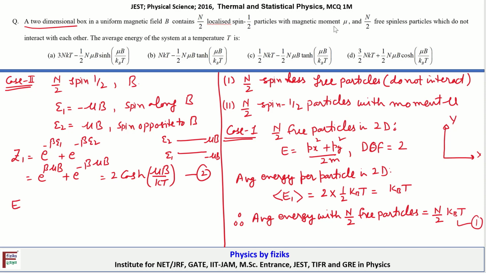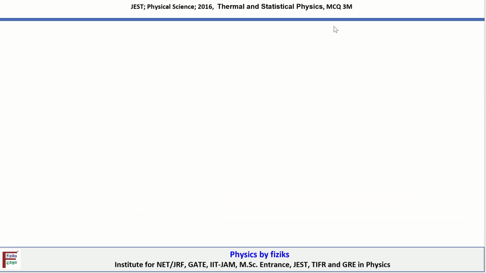So the average energy per spin, let me call that E1 prime, is equal to minus the derivative with respect to beta of ln Z1, and that is equal to minus the derivative with respect to beta of ln of 2 cosh of mu B upon kT. Okay, so let's move to the next page. So the average energy E1 prime, the average energy per spin, is equal to minus 1 upon 2 cosh of mu B by kT.